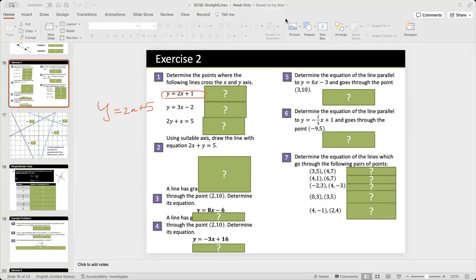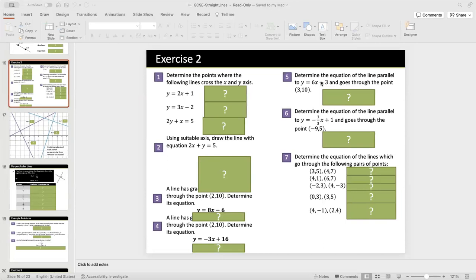So let's look at one example. Don't forget, parallel lines have the same gradient. So if you know the gradient for one, you can use that one to find the gradient of the other one. So look at this one.